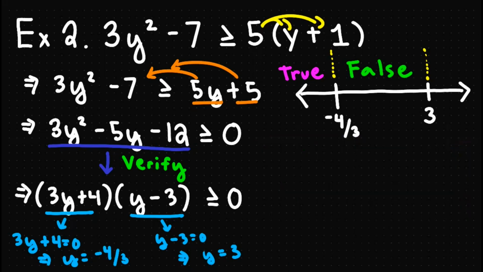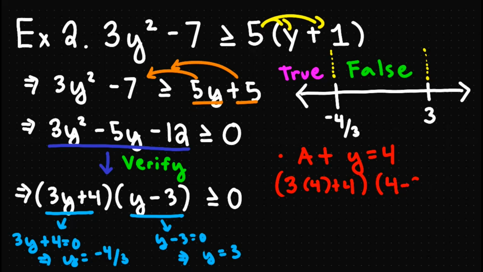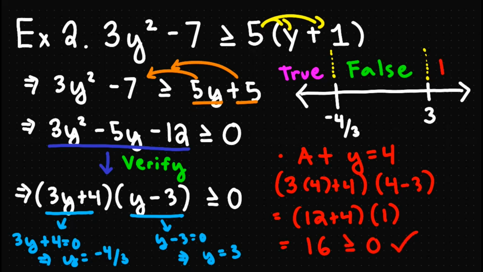For the last region, we have this region out here. A good test value is a number greater than 3. That can be 4. So we take 4. At y equals 4, we'll have (3 times 4 plus 4) times (4 minus 3). This will give us 16 times 1, which is 16, which is greater than or equal to 0. Therefore, the region out here is true.